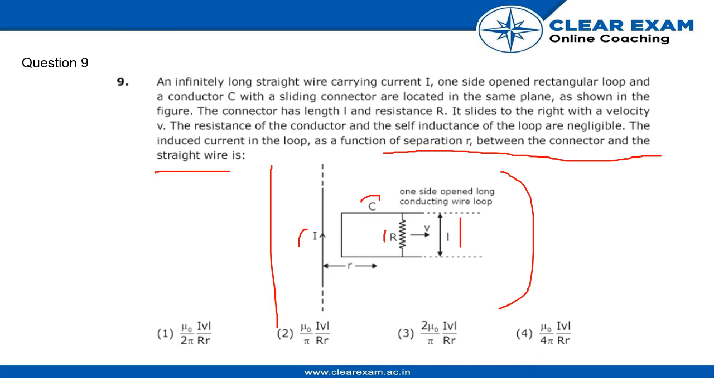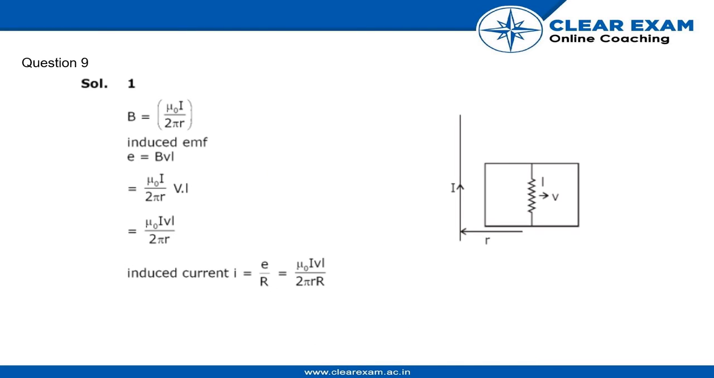Okay. So let's move on to the solution. As you can see, we close the loop. Okay. So what is the formula of the magnetic field? B equals mu naught I by 2 pi r. We take the capital I because the current is infinite. The current is infinite. Okay.